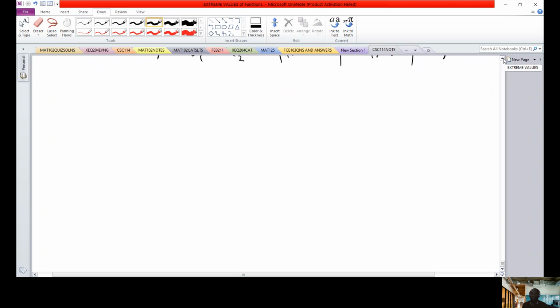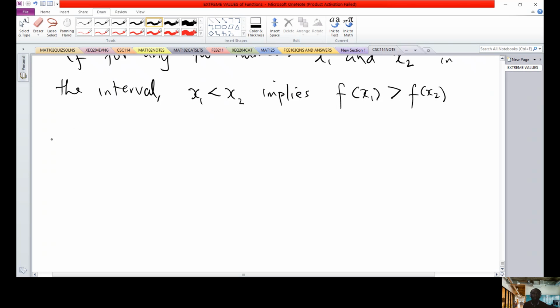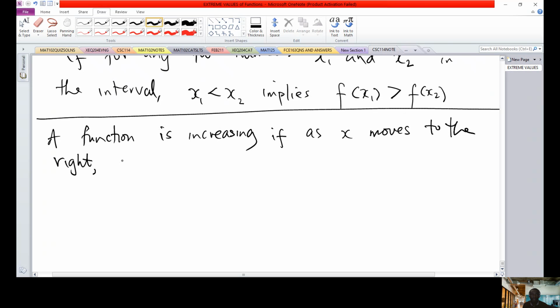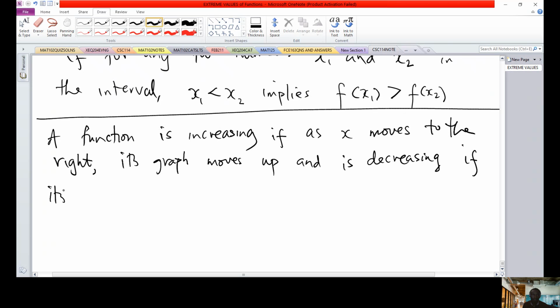So from a layman's point of view, we can say a function is increasing if as x moves to the right, its graph moves up, and is decreasing if its graph moves down.